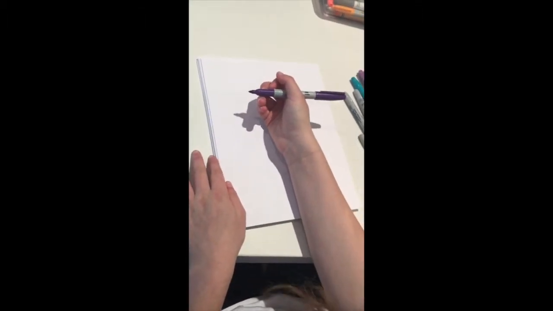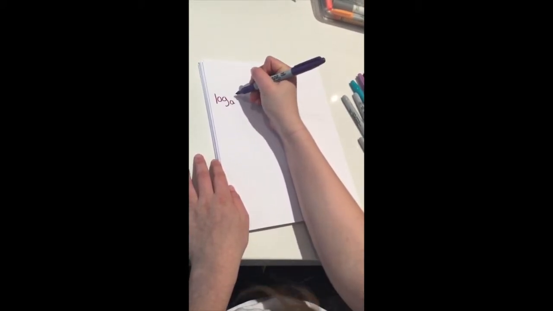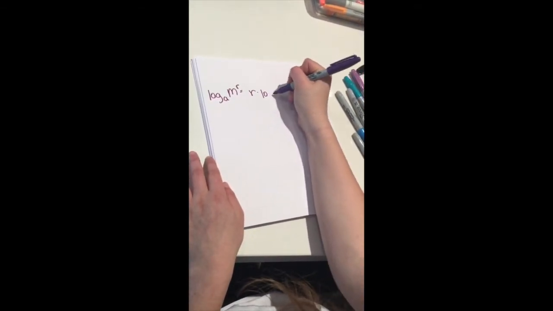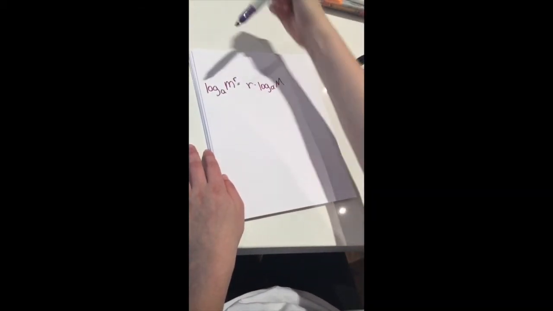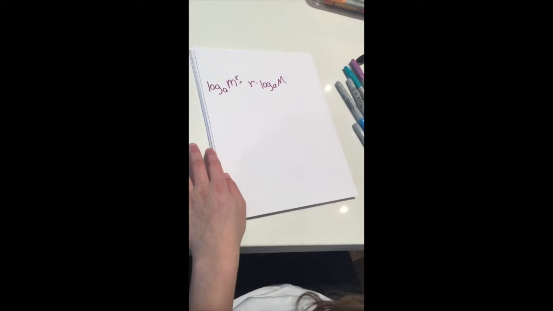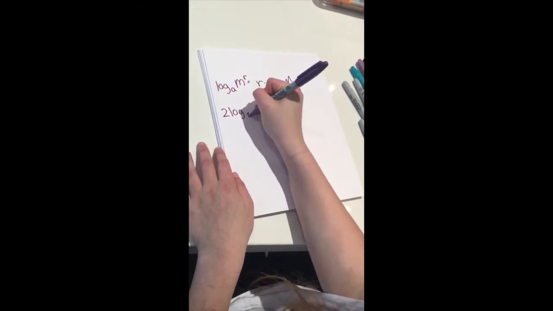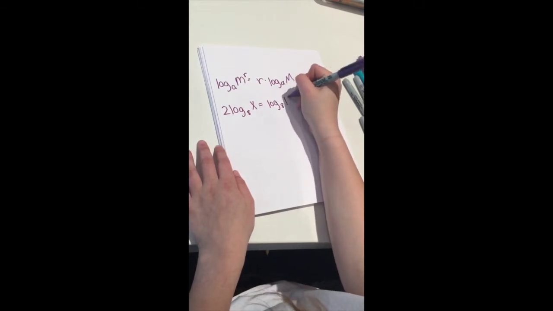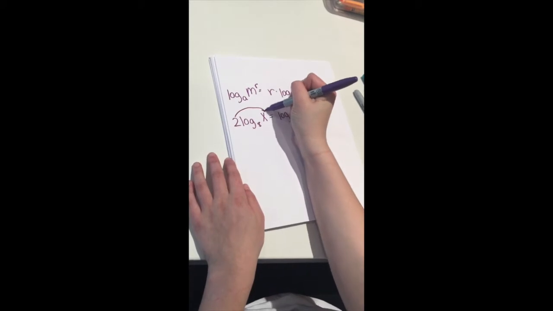The last property of logarithms states that log base a of m to the r equals r times log base a of m. So basically in this property, you just take the exponent and you move it to the front. So a problem where you would use this property: what if you have 2 times log to the base 8 of x equals log to the base 8 of 16? Well, you basically just move this 2 and that becomes the power.